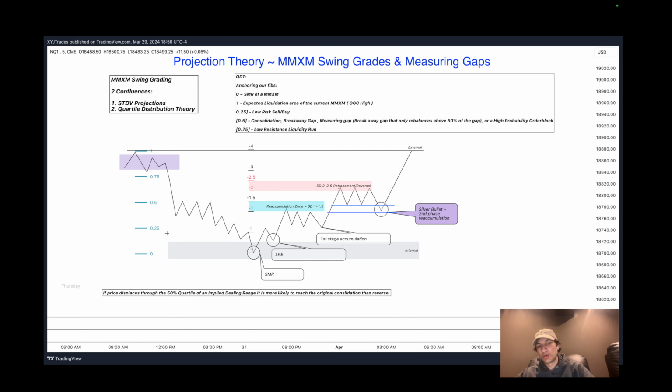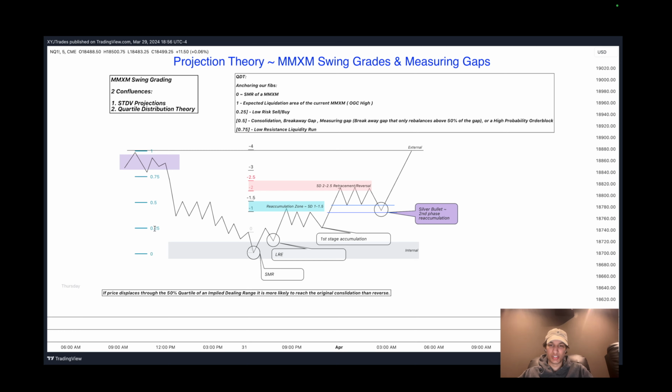Okay, in addition to that, we're also going to be looking at something called measuring gaps. Now, measuring gaps are something that we can expect in a certain region of this swing grade or implied dealing range, and that's why we're also going to have to expand on that topic as well. So without any further ado, let's take a look at our market maker swing grades or our implied dealing range and touch on what we expect to see at each level.